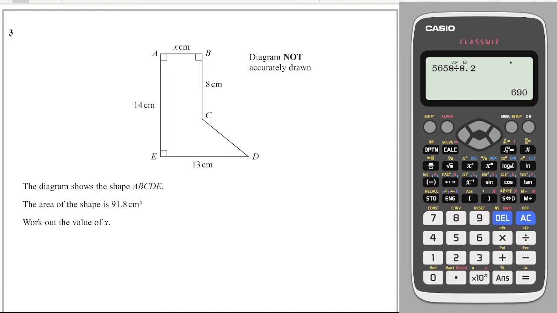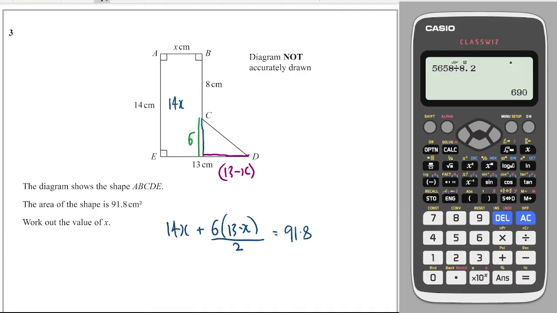Right, question 3 is a compound shape, so I'm going to split it into two regular shapes. This area here will be 14 times x, and this distance here will be 13 minus x, and this distance here will be 14 minus 8, which is 6. So the total area of the shape is 14x plus 6 times 13 minus x divided by 2, because it's a triangle, and that will equal 91.8.